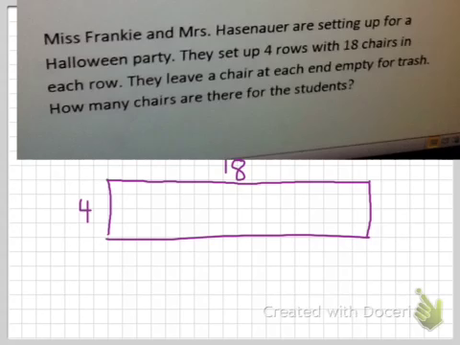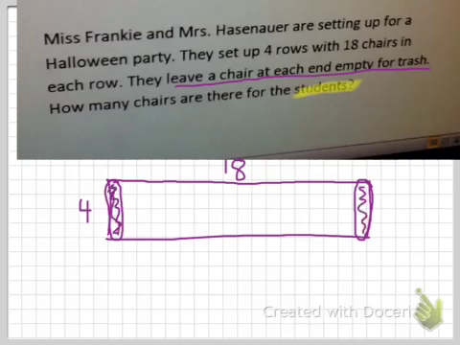Now there is a little problem in this where we're not trying to figure out how many total chairs there are. I'm trying to figure out how many chairs there are for students. So there's this part in here that says that they leave a chair at each end empty for trash. So at each end of the rows, they're leaving these chairs empty. Well, there's 2 ways that we have talked about to solve this math problem. We know that the ends of each of these rows are going to be empty, so there's not going to be any seats.